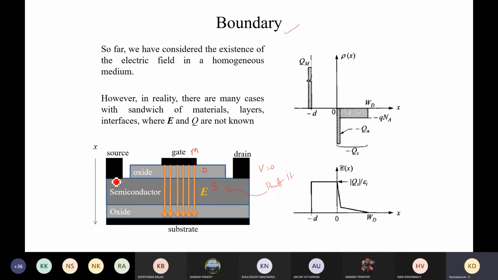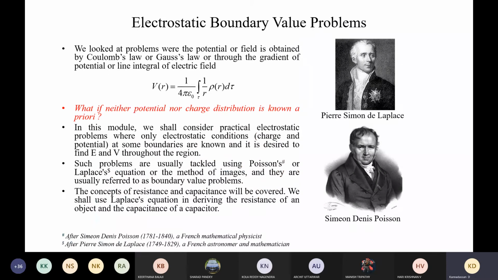So here there are three boundaries, and on these three boundaries we can apply the voltage. Maybe voltage is equal to 0 here, maybe 1 volt here, and maybe 3 volt here or something. Then what about the electric field? Immediately we can calculate it by setting this up, and that is what we often refer to as a boundary value problem. And for this, we have to learn the Poisson and Laplace equations.